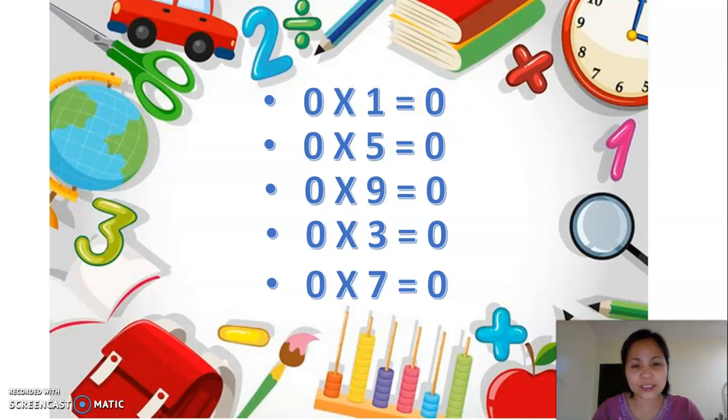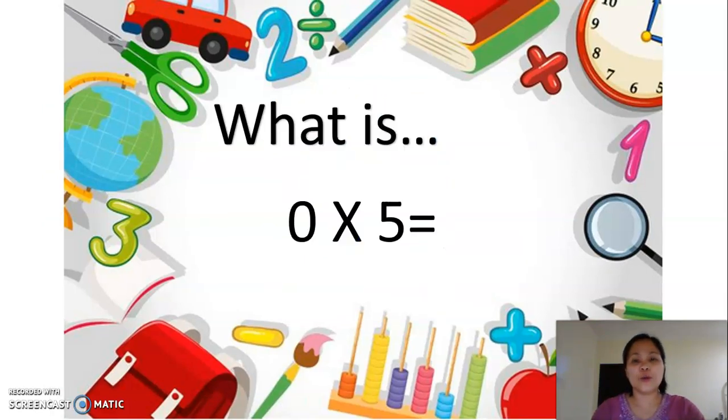So I'm going to challenge you this time, and let's see if you're able to understand the 0 pattern. Okay, are you ready? Now let's move to question number 1. What is 0 times 5? If your answer is 0, it means you are correct. How about 0 times 2? Yes, the answer is 0. What is 0 times 8? If your answer is 0, you are correct.